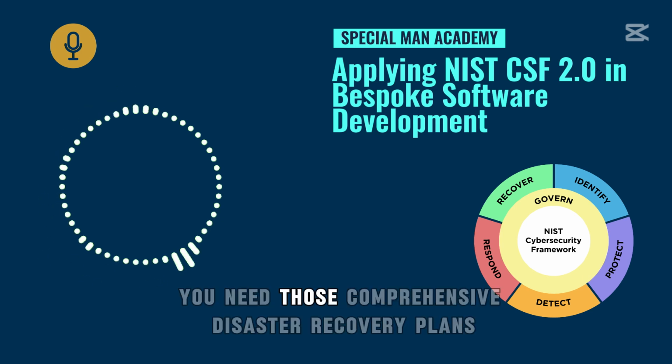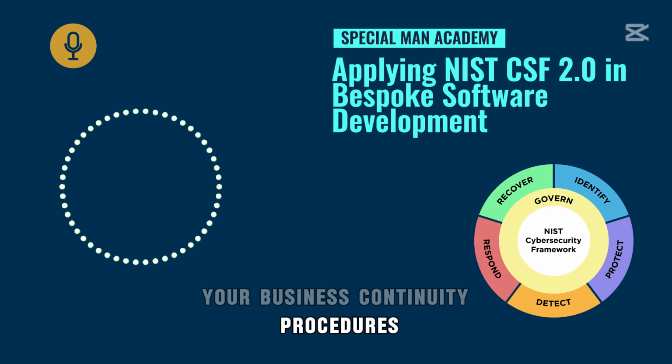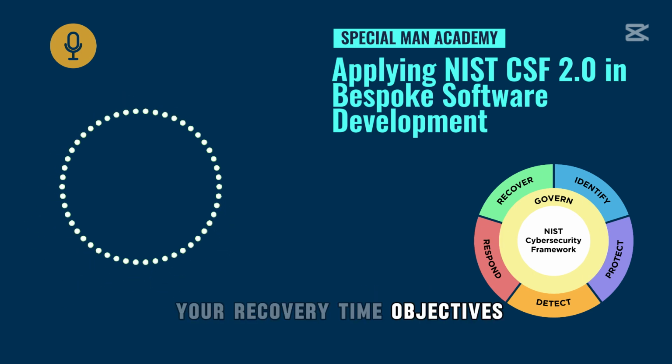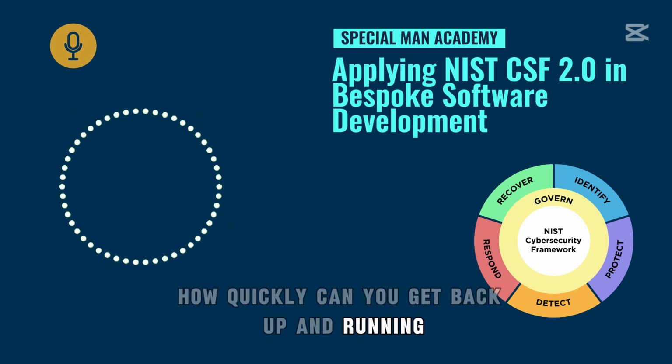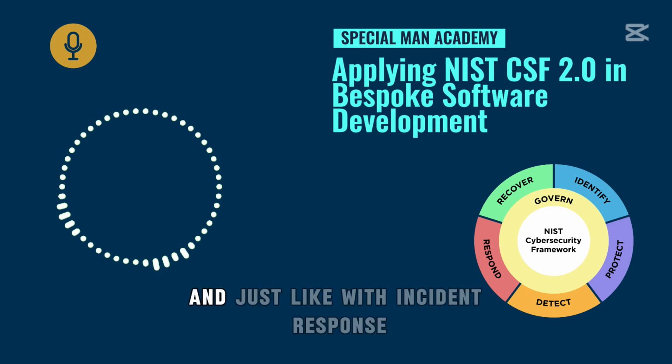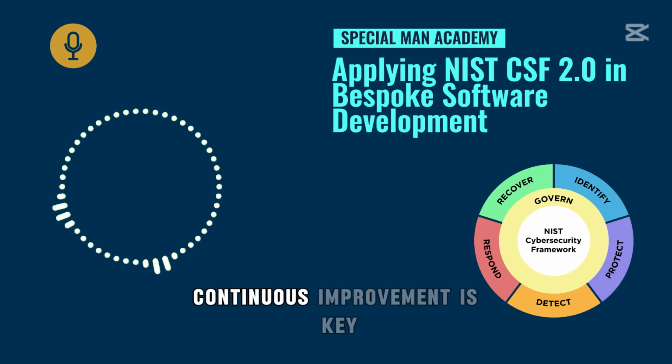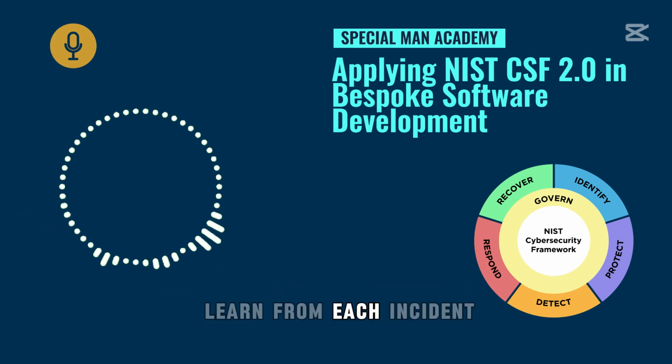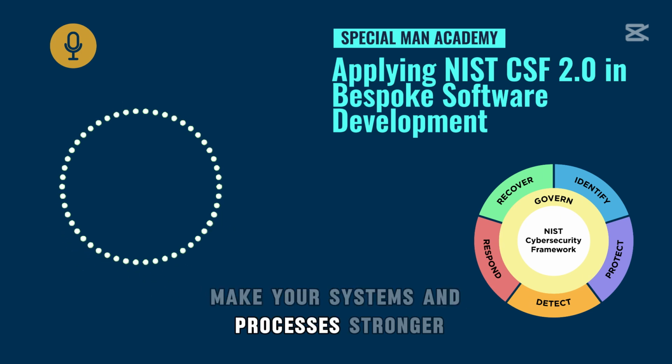And then you need those comprehensive disaster recovery plans. Your business continuity procedures, your recovery time objectives. How quickly can you get back up and running? That needs to be clearly defined. And just like with incident response, continuous improvement is key. Learn from each incident. Make your systems and processes stronger.